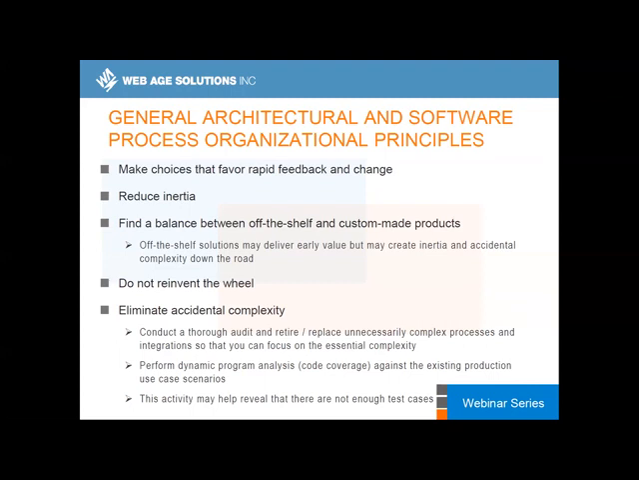But it should be balanced off with the "do not reinvent the wheel" principle. It has been done for you. It has all the beauties of that design, of something that has been proven to be rock solid in production, so use that.